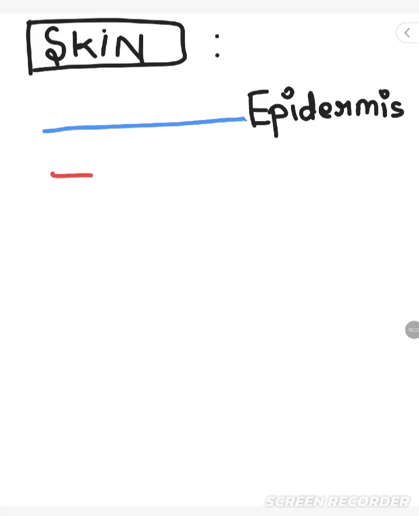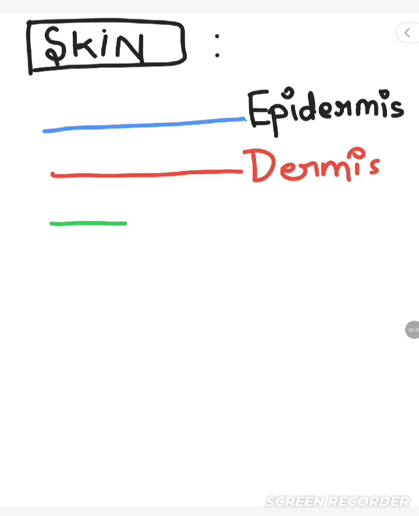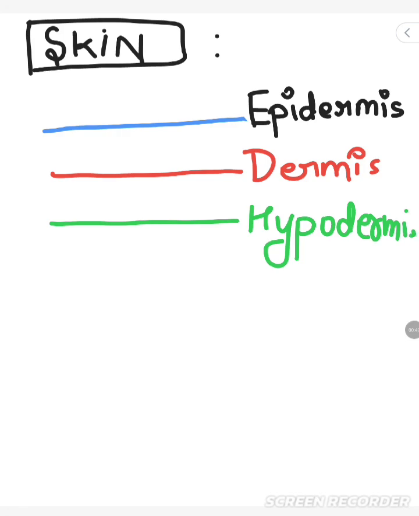Second we have is dermis. Below the epidermis we have dermis layer, and below the dermis we have hypodermis.